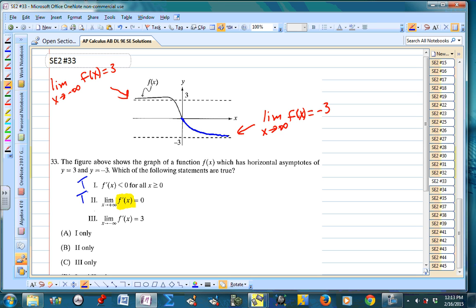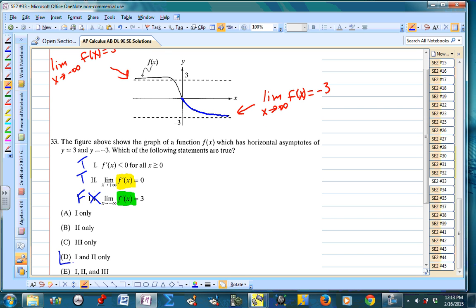And statement number 3 looks like it is true because our limit as x approaches negative infinity is 3. But again, we have to look carefully. They're not talking about the limit of f, the y values of f. They're talking about the limit of f prime, the slope. So statement number 3, this one is false. The only ones that are true are 1 and 2, and this matches option letter D.